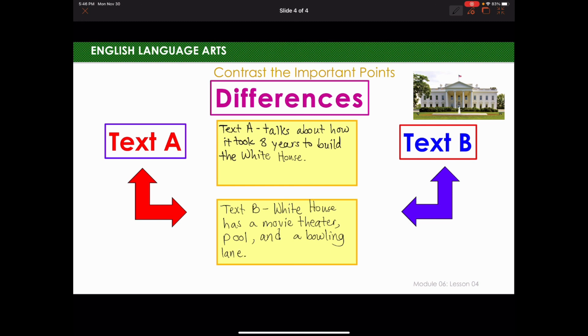So remember, when we contrast important points from two different texts, that means we're telling how those two texts are different.